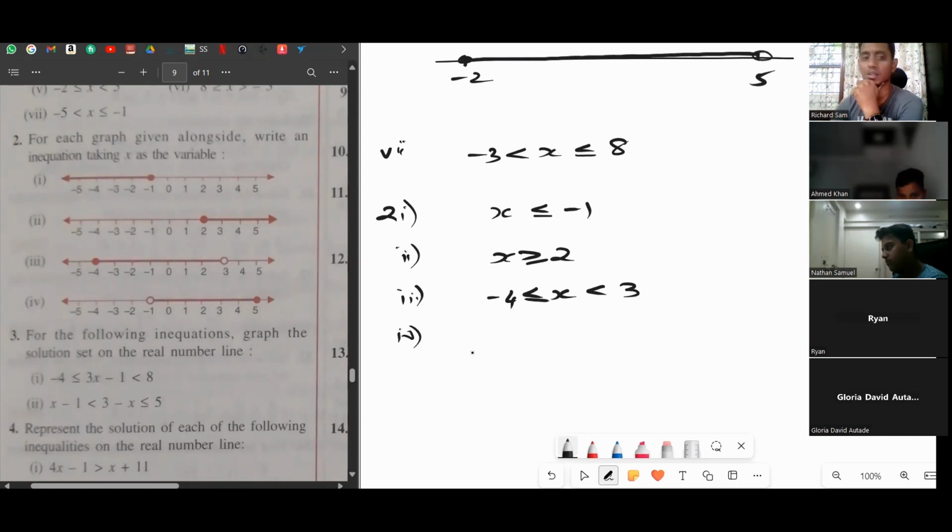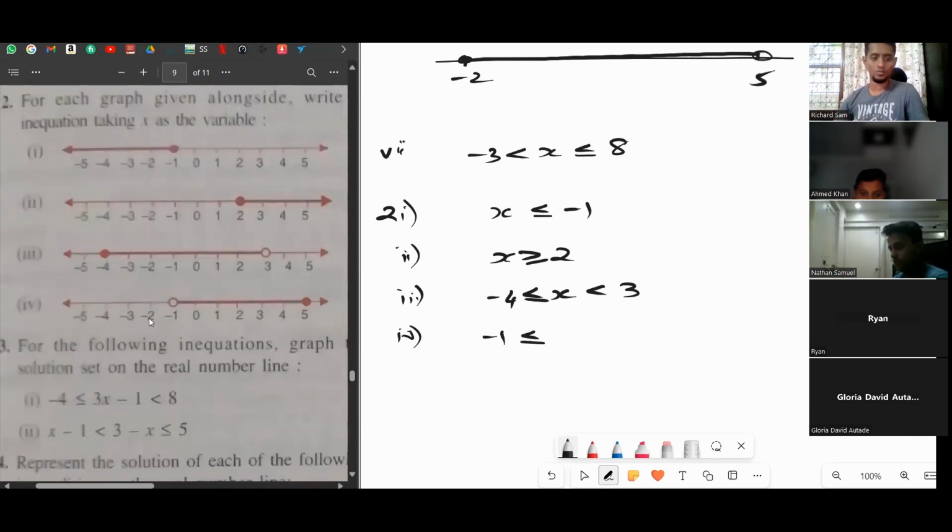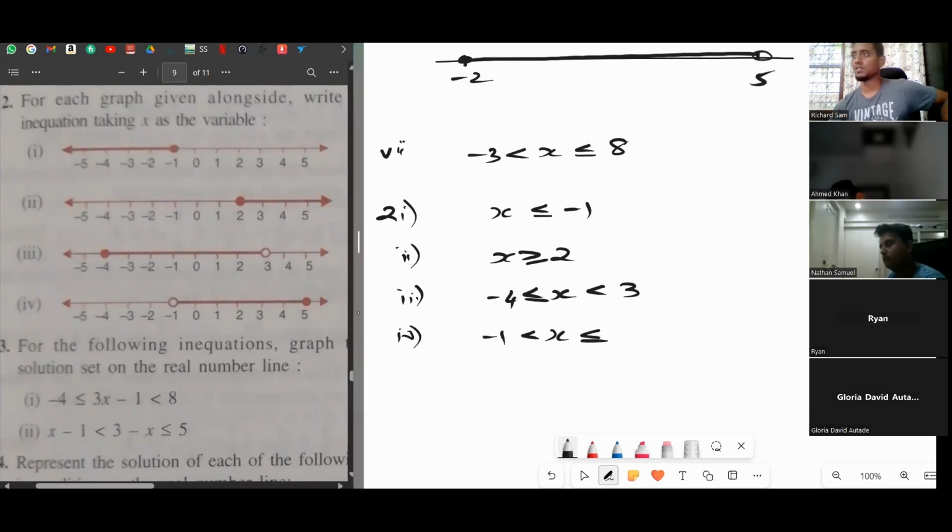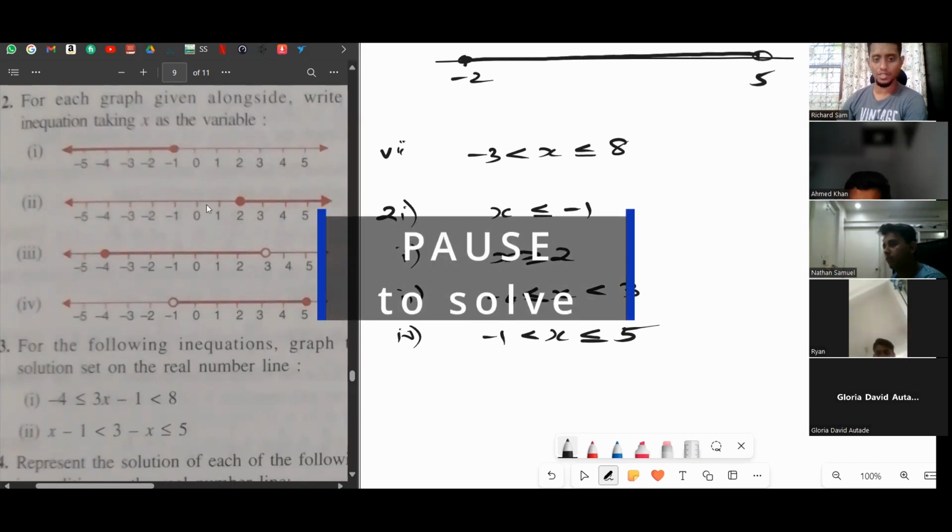-5, -1. Why less than or equal to? It's a white dot. That means -1 is not included. So will it be less than or equal to? Just less than. Then x less than or equal to 5 because it's a black dot, so 5 is included. Everyone clear on this? Okay. Write in the question and the answer.